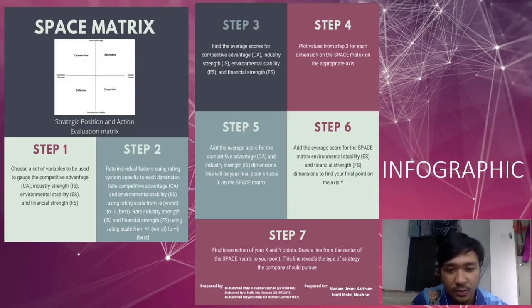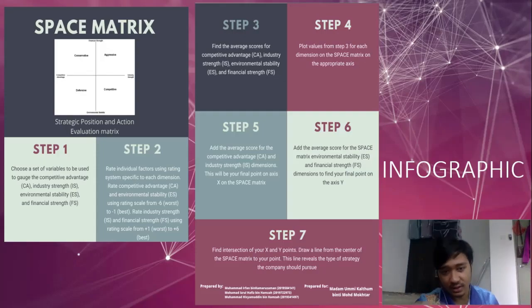For competitive advantage, we can use market share, product quality, product life cycle, customer loyalty, competition, capacity utilization, technological know-how, and control over supplier and distributor. Lastly, for industry strength, we can use growth potential, profit potential, financial stability, technological know-how, resource utilization, ease of entry into market, productivity, and capacity utilization.